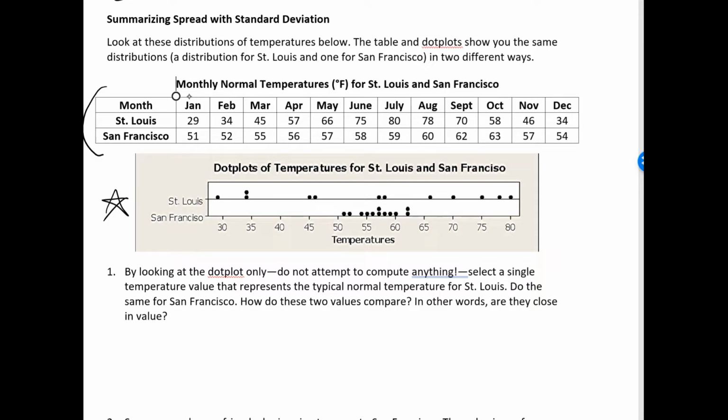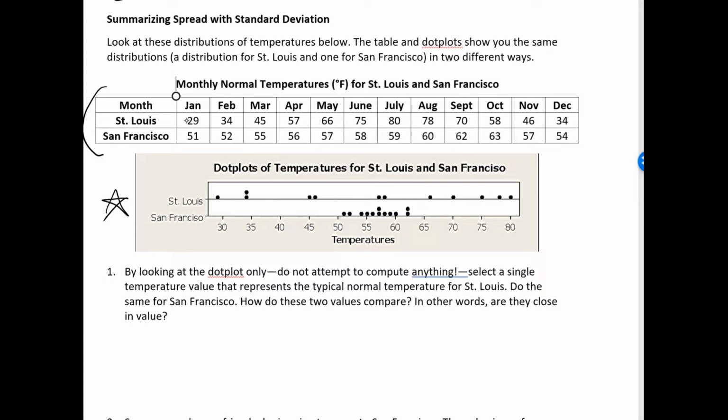So in this table, we are viewing monthly normal temperatures in Fahrenheit for St. Louis and San Francisco. In the top of our table, we have which month, right? So there should be 12 of these, January through December. And then the top data line of our table shows those monthly normal temperatures for each month, for St. Louis. So we can see in St. Louis in January, the normal temperature is about 29. In February, the average normal temperature is 34.